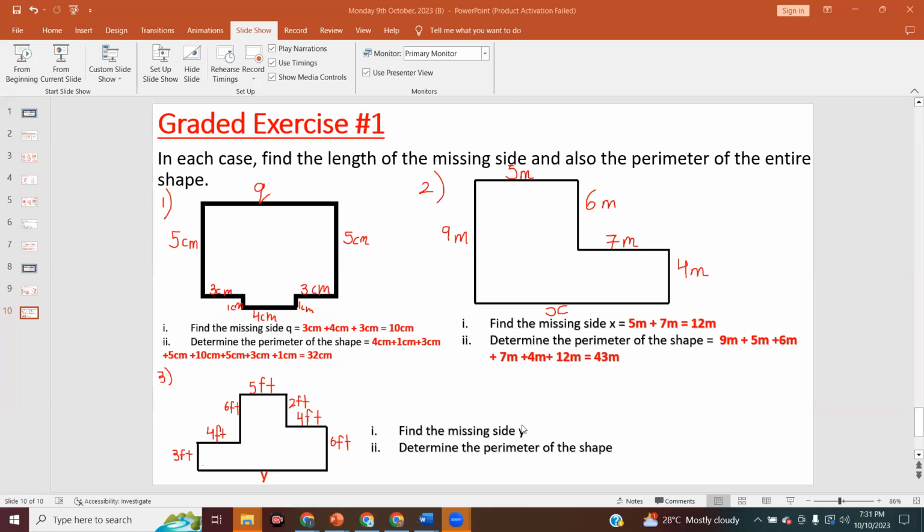How do we get 13? Well, let's see. Let's see, even if 13 is right. What do we have to add? We have to add what? 4 feet, right?